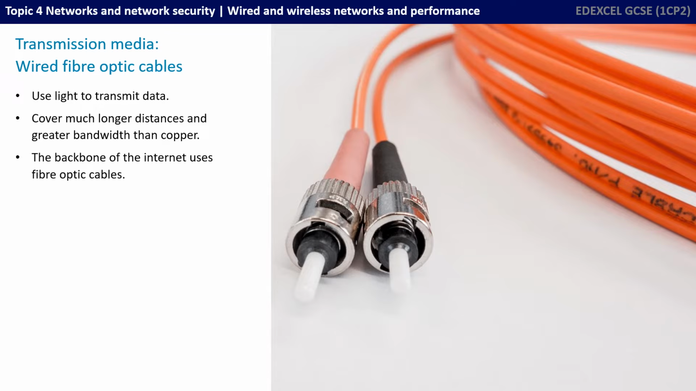Fibre optic cables use light to transmit data. They can cover much longer distances than copper cables and have a higher bandwidth due to reduced interference. They are therefore used in high traffic connections such as between switches and to remote buildings. The backbone of the internet is made of fibre optic cables.